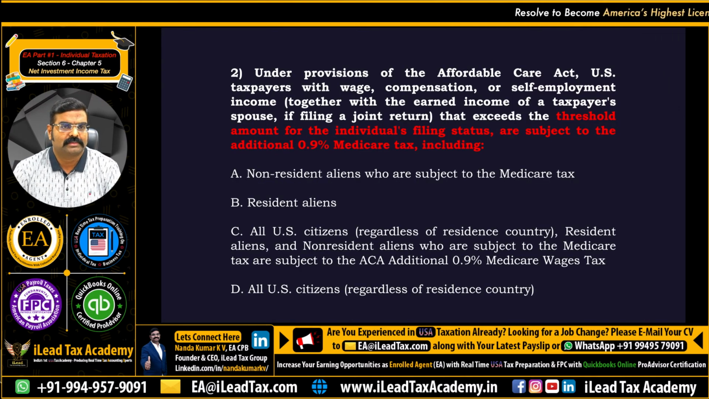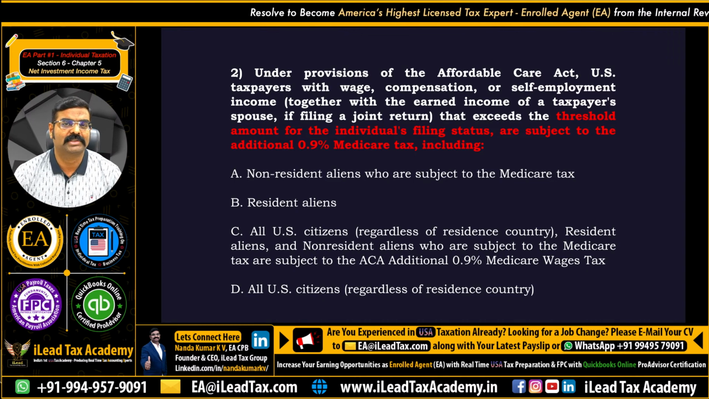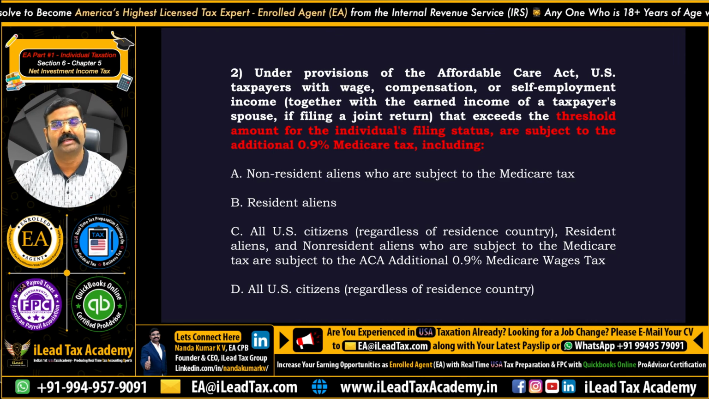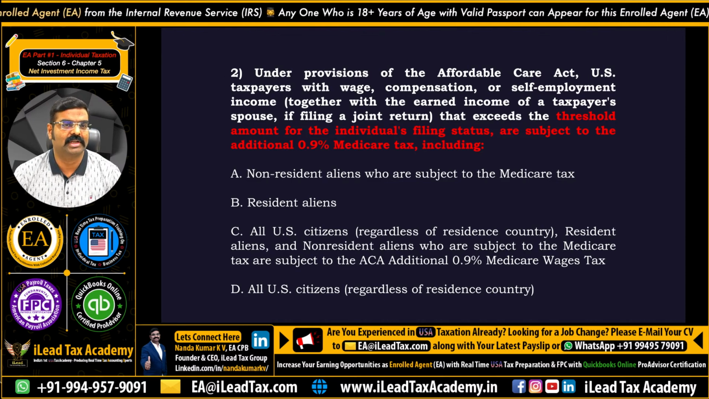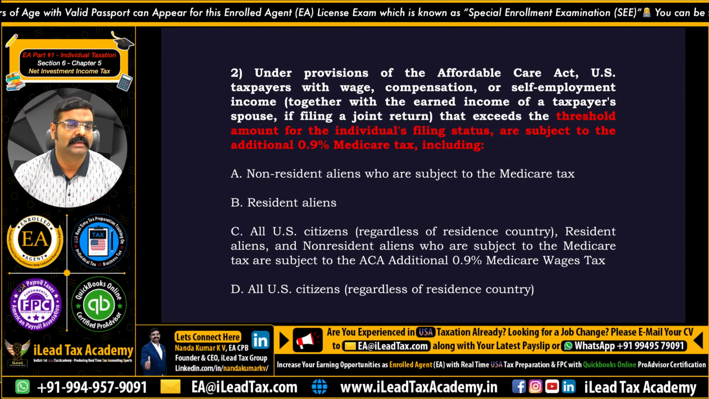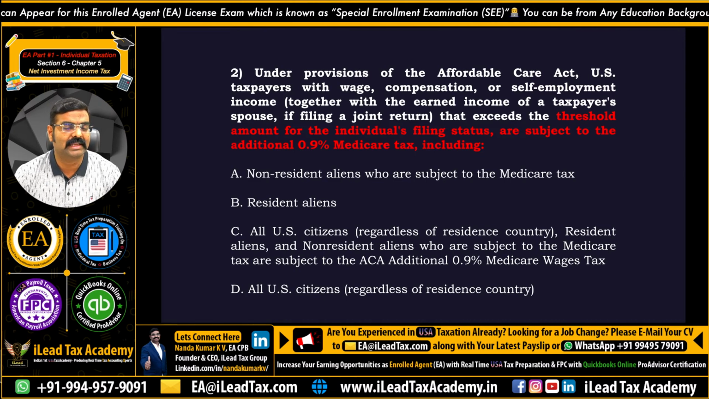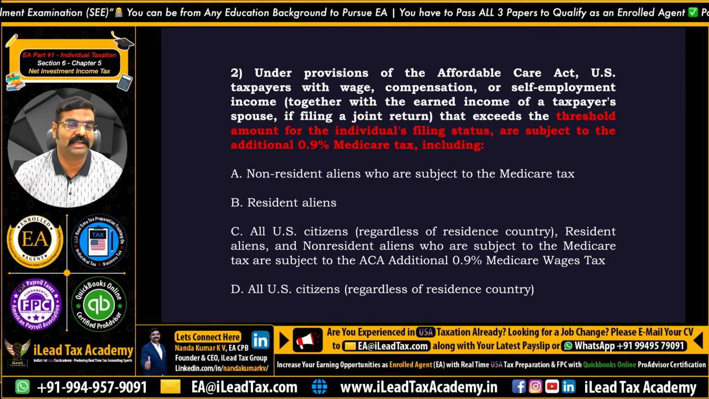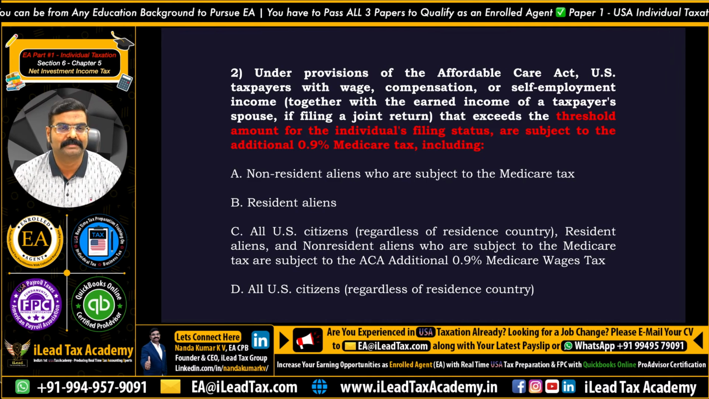Under provisions, I think this is the last question. Under provisions of the Affordable Care Act, US taxpayers with wage, compensation or self-employment income together with the earned income of a taxpayer's spouse, if filing a joint return, that exceeds the threshold amount for the individual's filing status, are subject to the additional 0.9% Medicare tax, including non-resident aliens who are subject to the Medicare tax, resident aliens. All US citizens, resident aliens and non-resident aliens who are subject to the Medicare tax are subject to the ACA additional 0.9% Medicare wage tax. All US citizens regardless of the residence country. Go ahead.